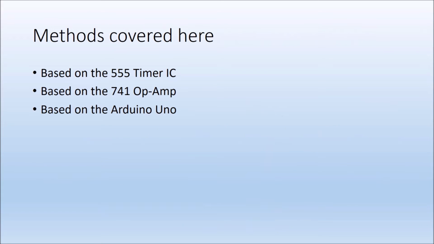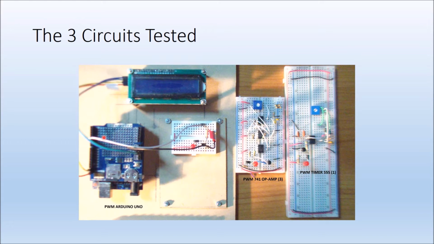Okay, the methods that I will cover here are: one based on the 555 timer circuit, then the second based on the 741 op amp, and the third based on the Arduino Uno. And I think these are probably the most simple ways of generating the pulse width modulation cycle. Here I show the 3 ways that I will show and discuss here.